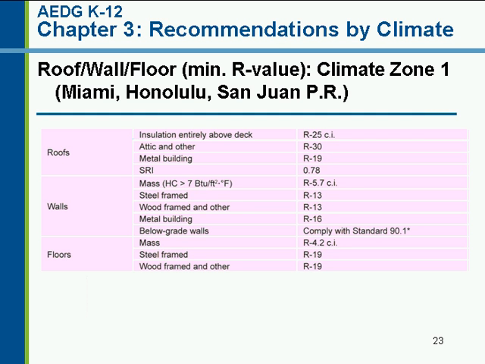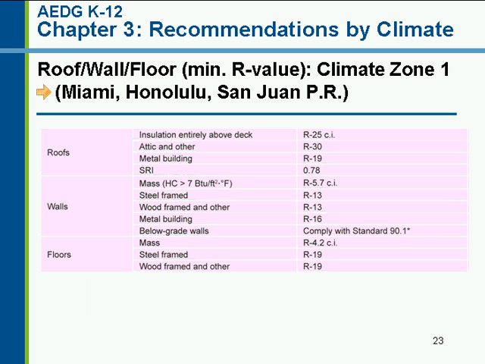I'm going to show you examples for 4 different climate zones. So these are going to be climate zone 1, 3, 5, and 7. If you're in one of the even-numbered climate zones, you can look at the odd-numbered ones above and below that and get a sense of roughly where the criteria would fall. Well, let's start with climate zone 1. So Miami, Honolulu, San Juan, Puerto Rico. I'm going to talk first about the insulation requirements. So these are insulation requirements for roofs, walls, and floors.